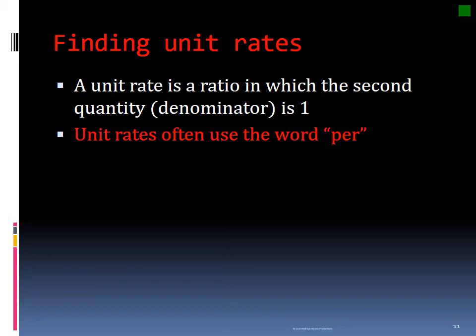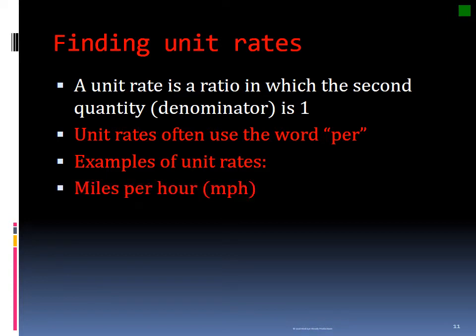Unit rates often use the word per. If you are talking to someone or reading something and you see something per something, that's usually an indication of a unit rate. Here are some very common ratios that are in the form of unit rates. Miles per hour. When you talk about a speed as miles per hour, that's a unit rate because you are comparing the number of miles per 1 hour traveled.